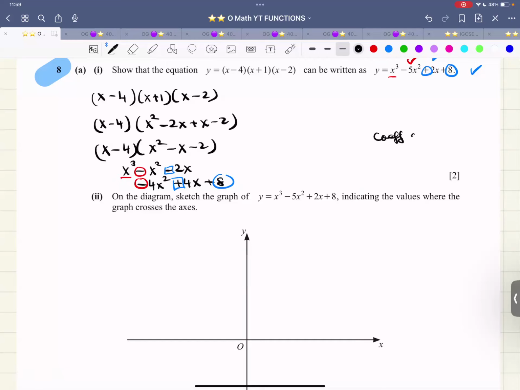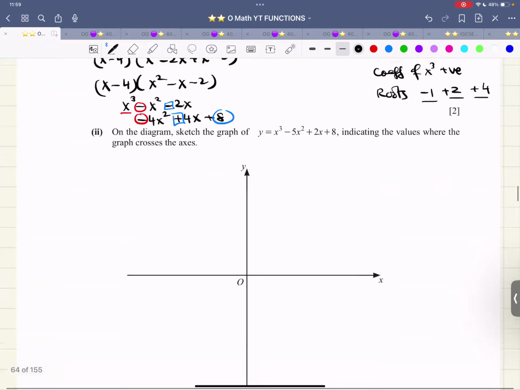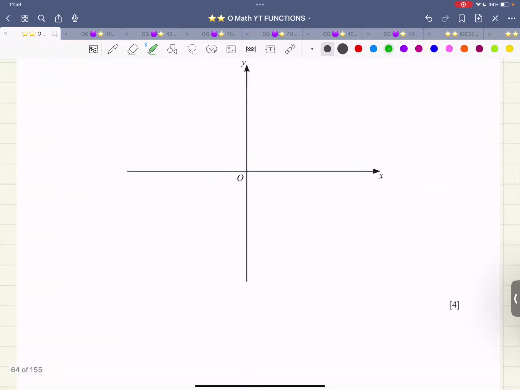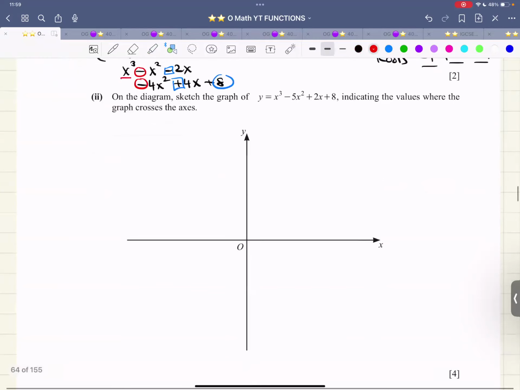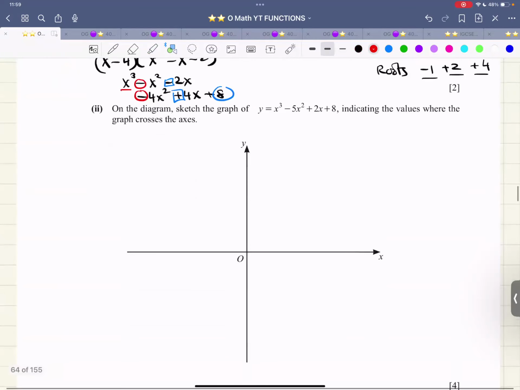So the coefficient of x cubed is positive and the roots of the equation, that is minus 4 becoming plus 4, minus 2 becoming plus 2, and plus 1 becoming negative 1. So there are 3 roots: negative 1, 2, and 4. So again, from here, from here, from here. So 4 and 2 like this.